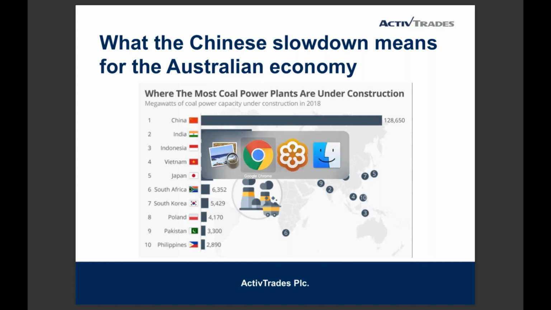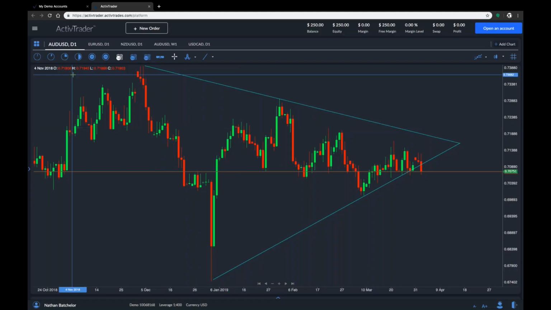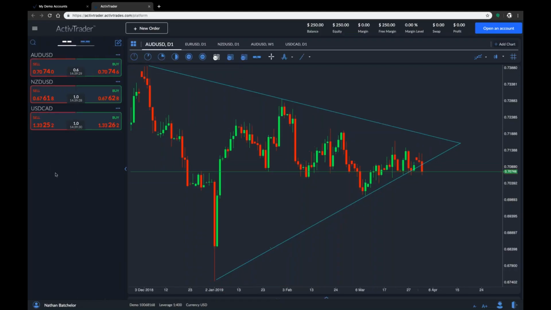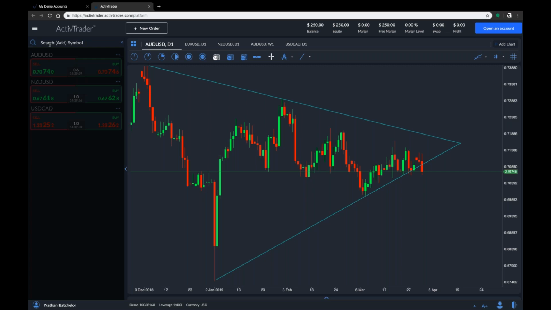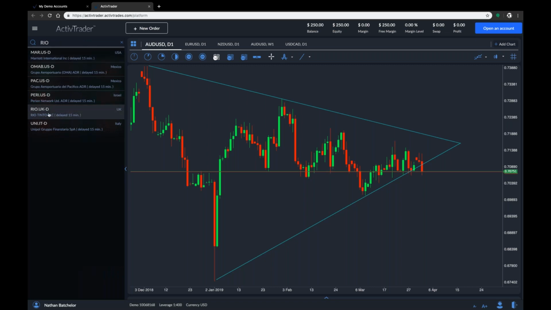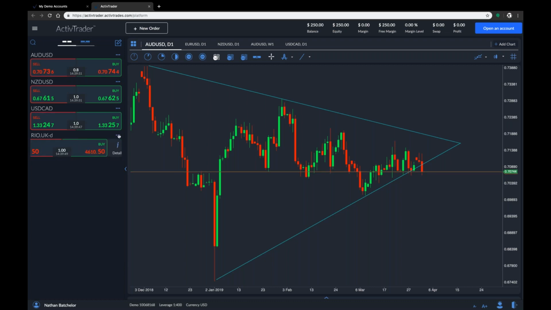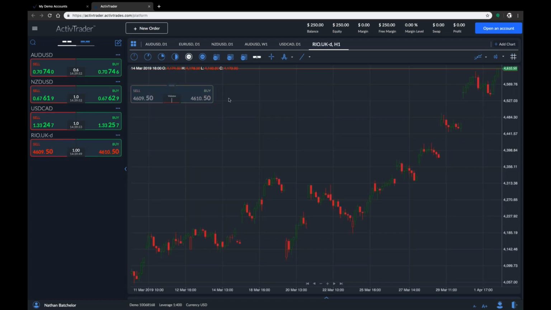So if we go back to ActivTrader, in ActivTrader, you can monitor not only foreign exchange, but you could also look for mining companies such as Rio Tinto. So it's under the ticker RIO spot UK. And here we have a chart for that.